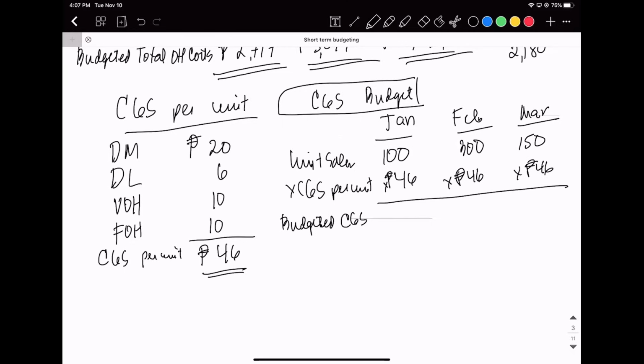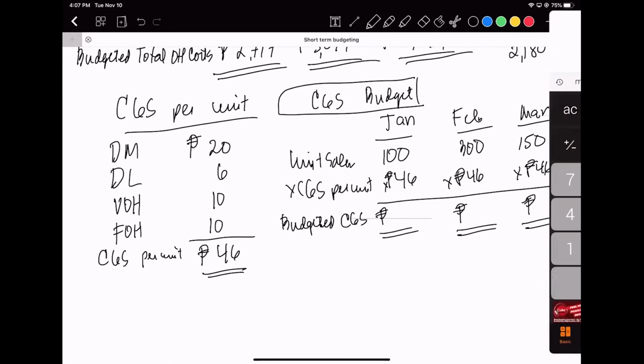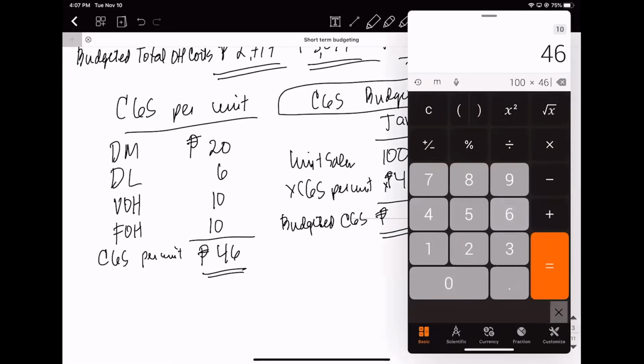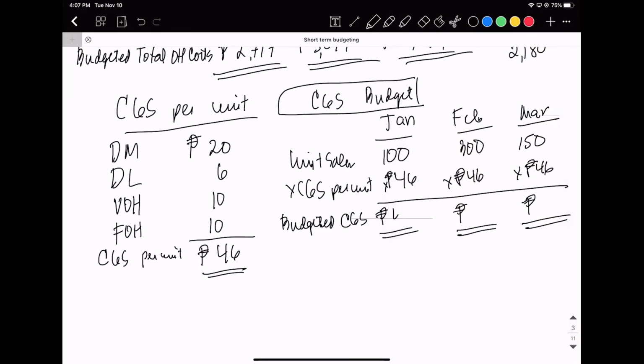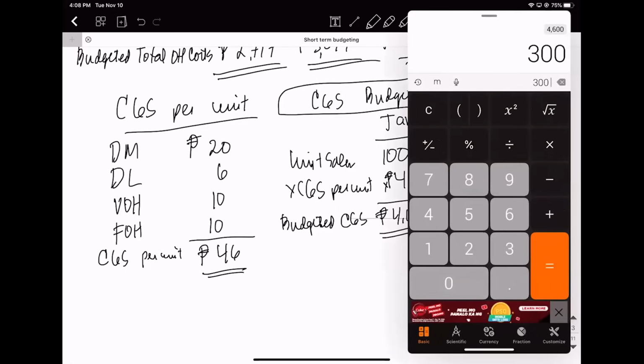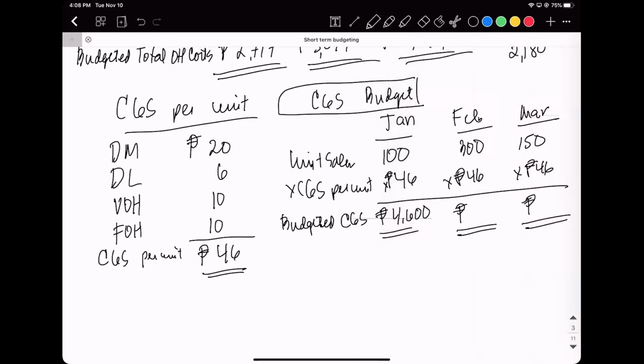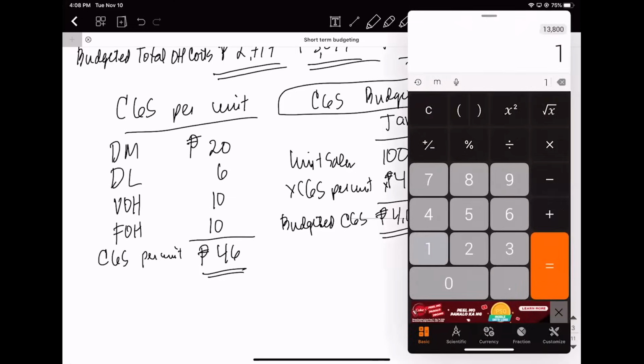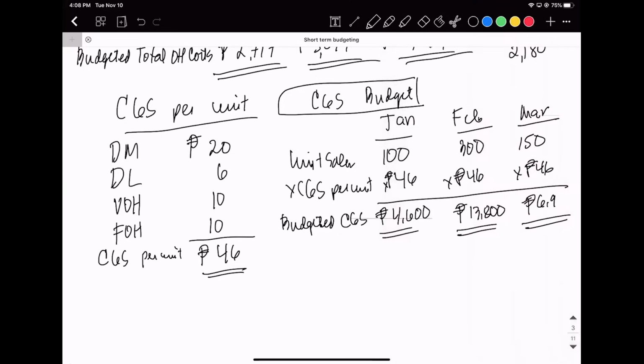Mas madali kapag kinuha mo muna yung cost of goods sold per unit. Ayan. So multiply na lang natin. So 100 times 46. Okay, kinalkula pa. 4,600. Ayan. And then 300 times 46, 13,800. Okay, 150 times 46, 6,900. Ayan. Okay, so what's next?